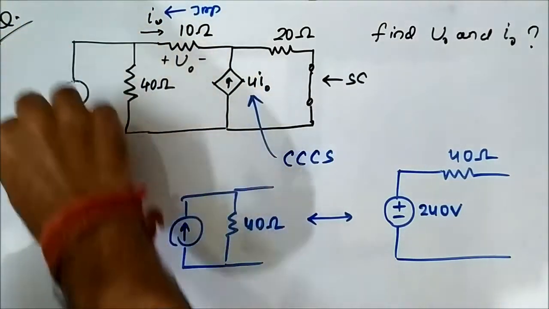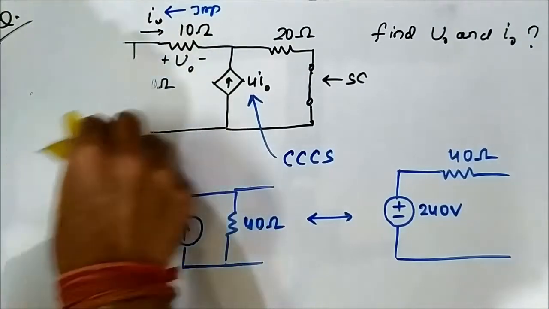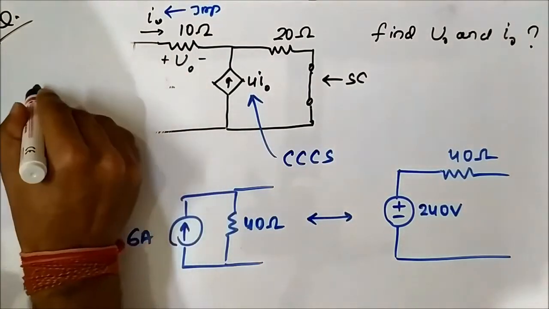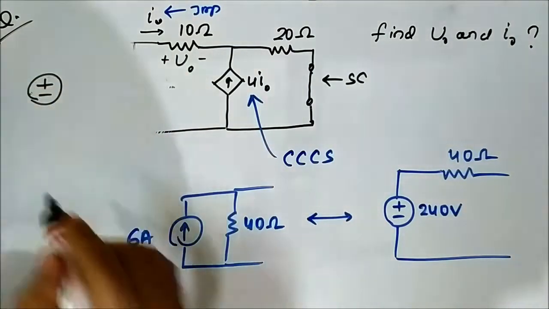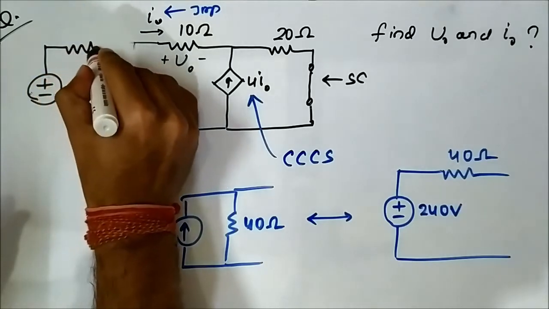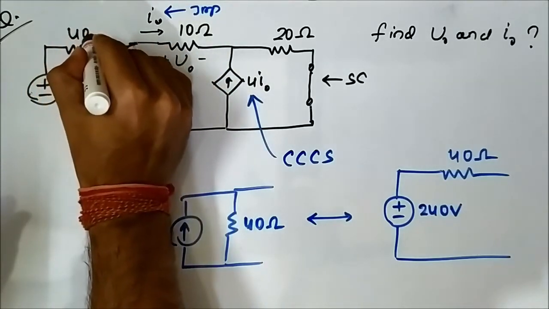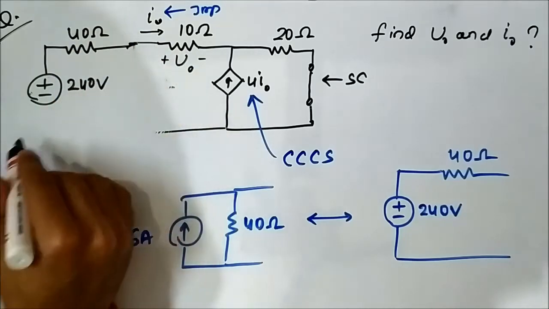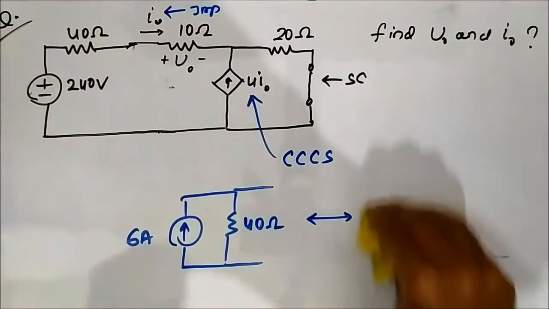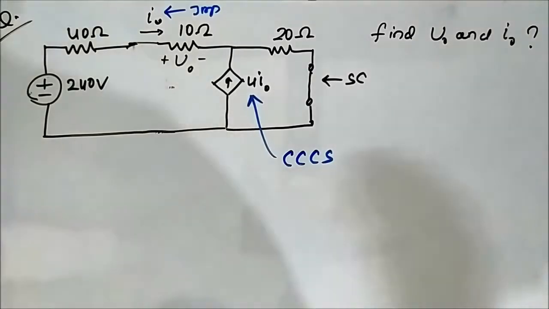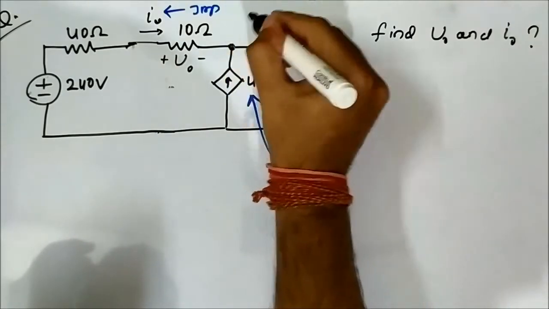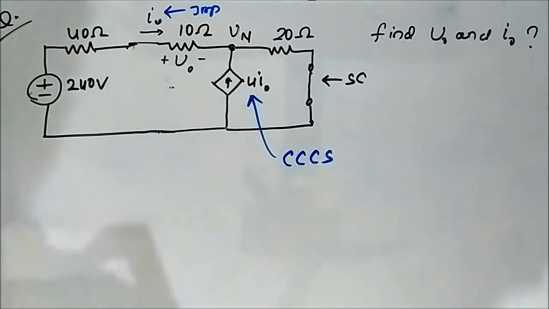We'll replace it with 240 volt and this resistor 40 ohm, 240 volt. Okay, now we can easily apply nodal analysis because now we have only one node here, this node. Let us call the potential here V n.